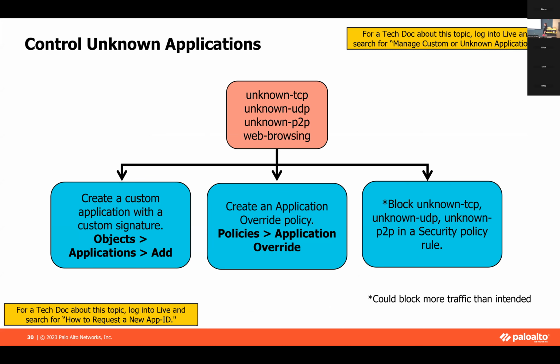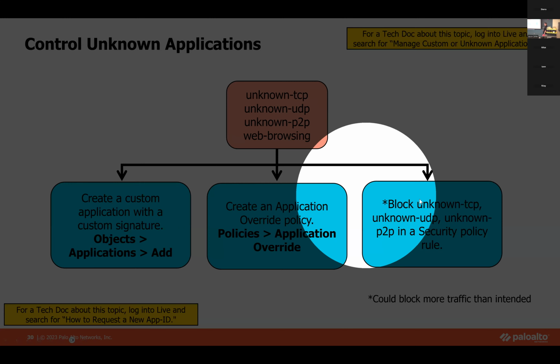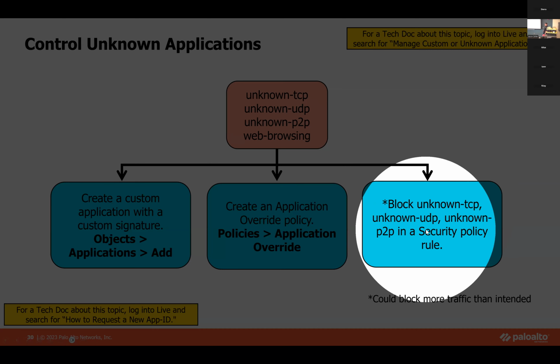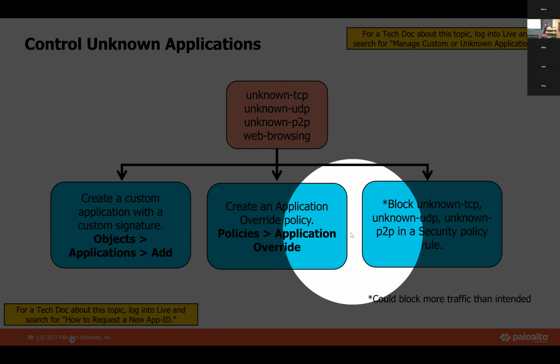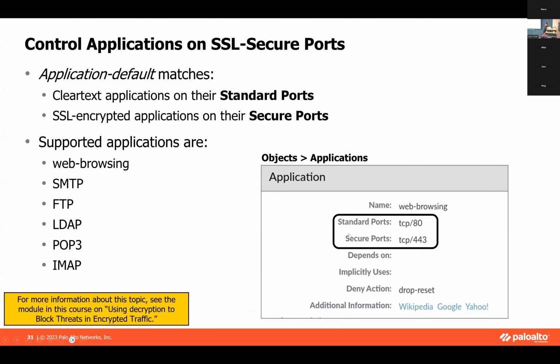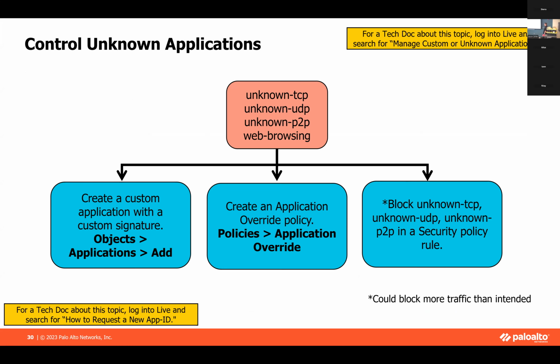On those unknown ones, we can either create a custom application with a custom signature, and we can do that under objects, applications, and add. We could create an application override policy, or we could just straight block unknown TCP, UDP, peer-to-peer in a security policy rule. That will probably end up blocking more traffic than you really intended to, but it's a great way to identify what's going on. Because if your firewall can't identify it, I guarantee somebody on your network can, because they can't get to the service. All right.